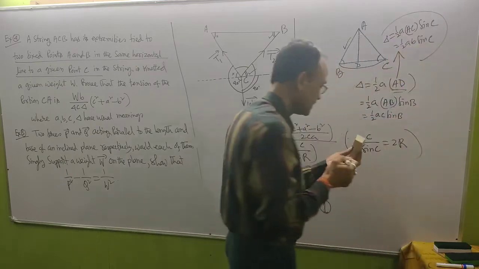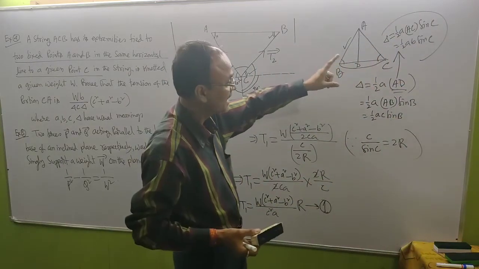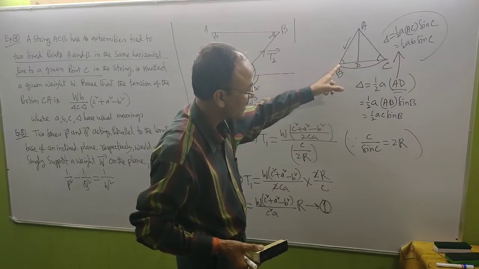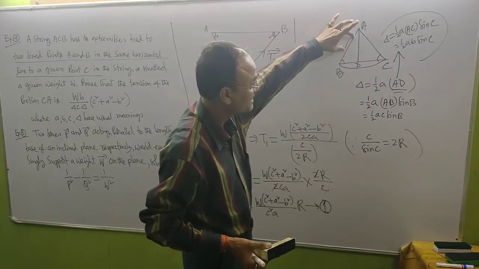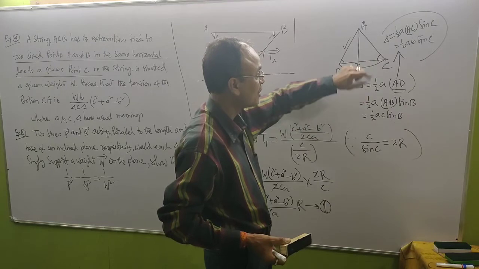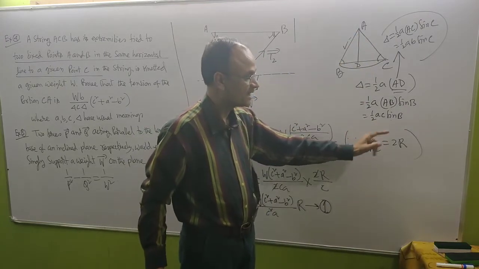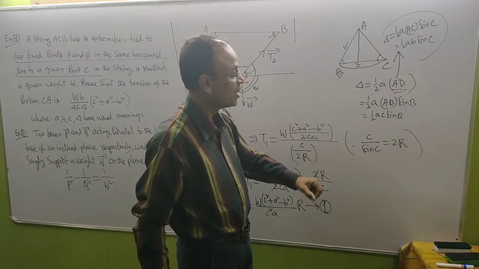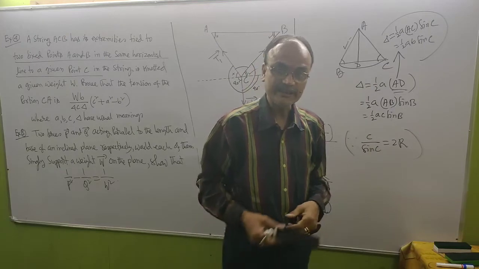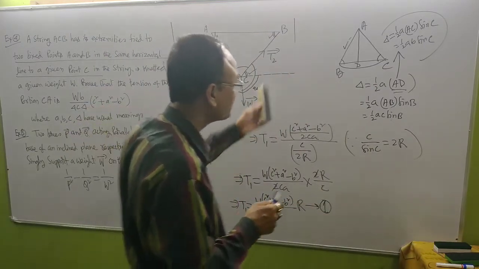This means that the area of any triangle ABC is equal to half into the product of any two sides into the sine of the included angle. Product of this side and this side, sine of this angle. Product of this and this, sine of angle A. Means half of AC sine B, half of AB sine C, or half of BC sine A.